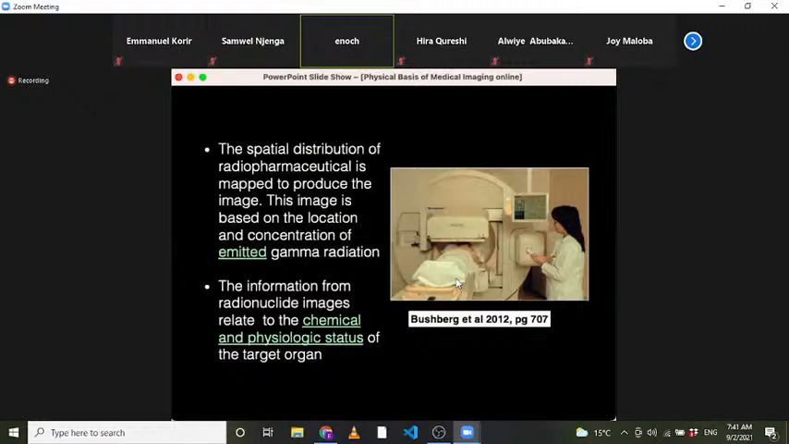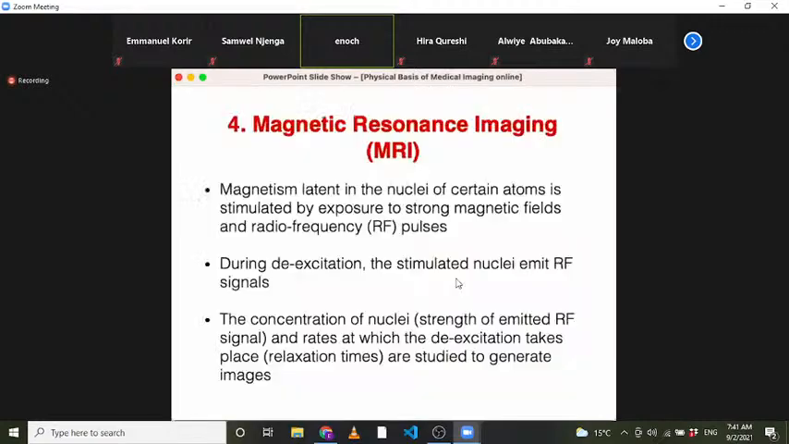Usually it is technetium-99 metastable. It emits a gamma energy of 140 kilo electron volts that is detected. That is sufficient to escape from the subject to be detected with an external detector. So here the subject is the source and we have the detectors outside. Okay, that is radionuclide imaging.